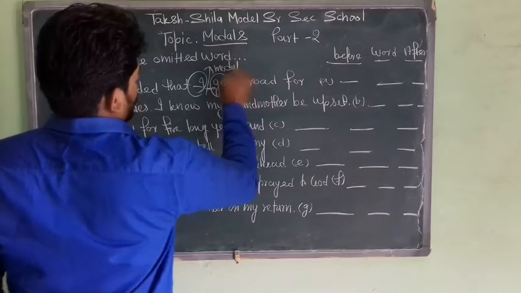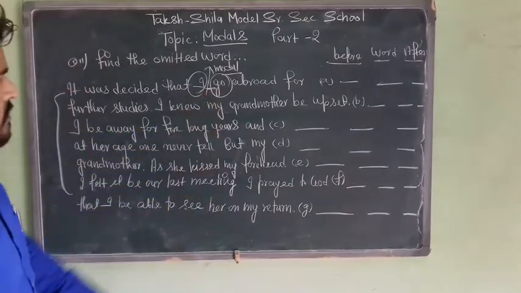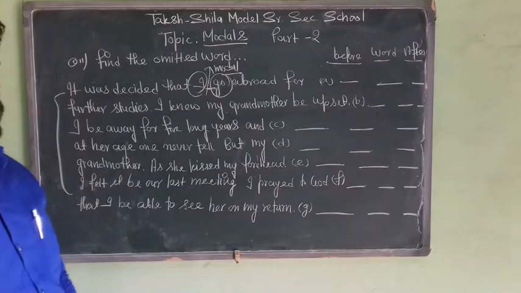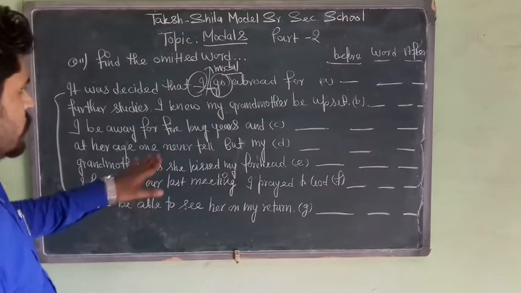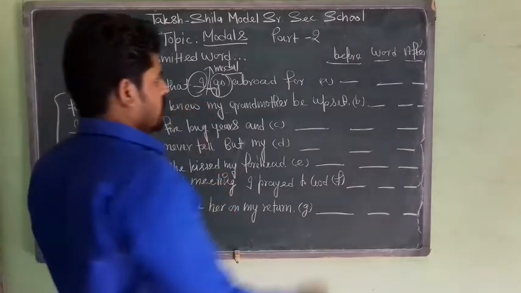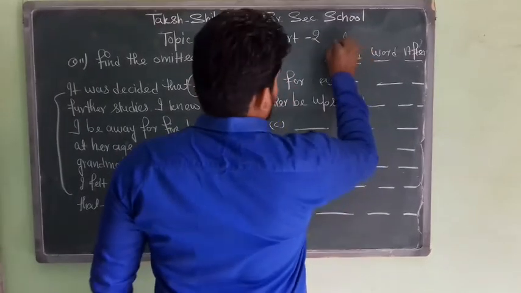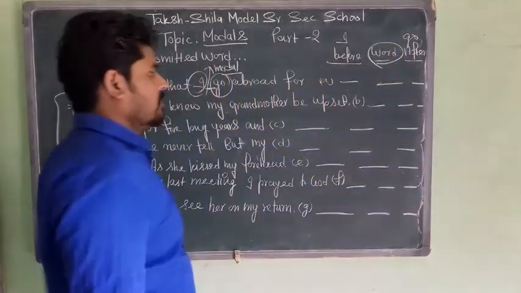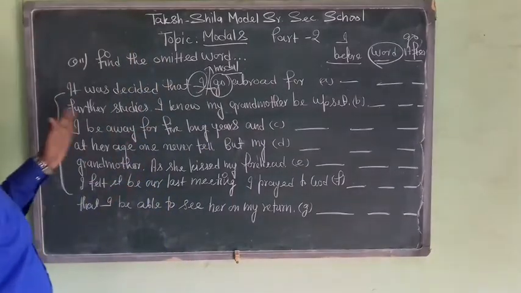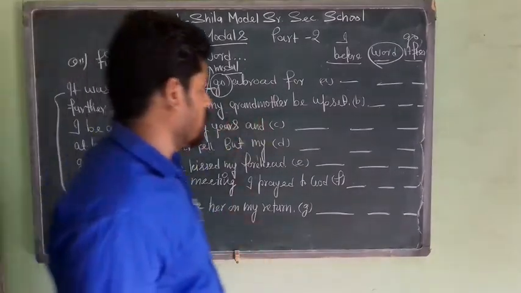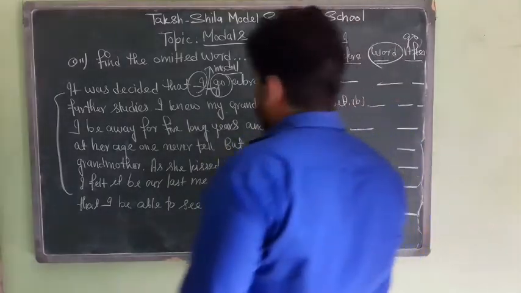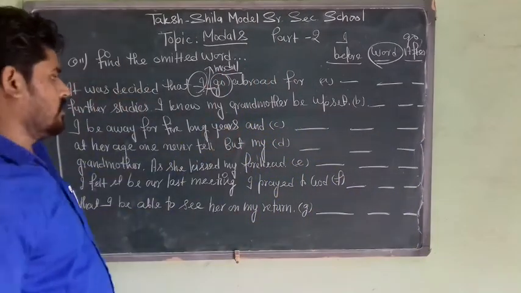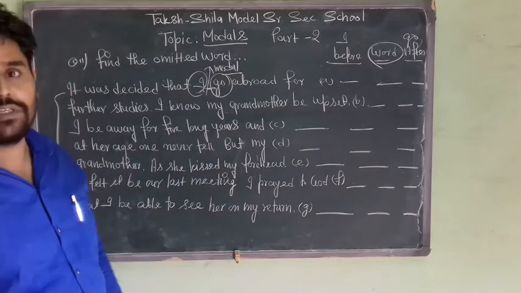Now we need to find out what sense does the sentence convey, and which modal is the most appropriately used here, or should be used here. So for example, here the before word is I and after word is go, and here the modal word that we need to use is: it was decided that I dash go abroad. It was decided that I means it shows a future action. It shows an activity in the future tense.